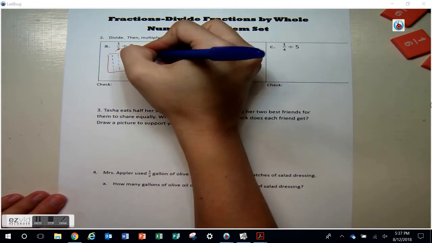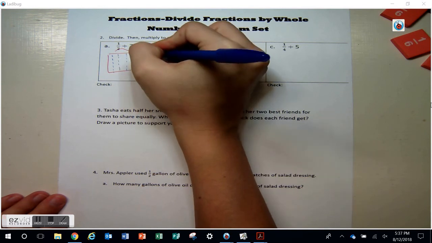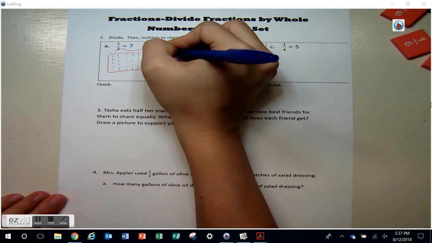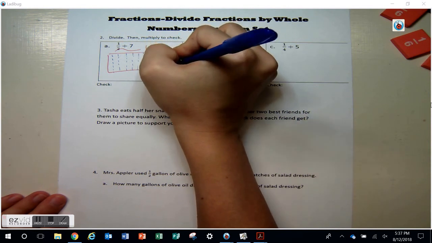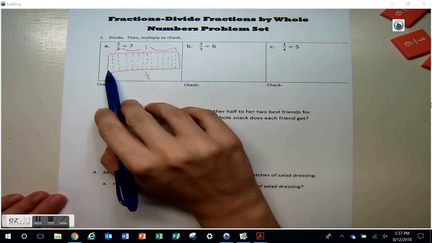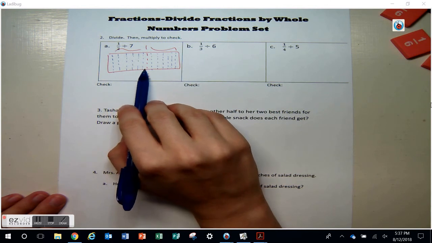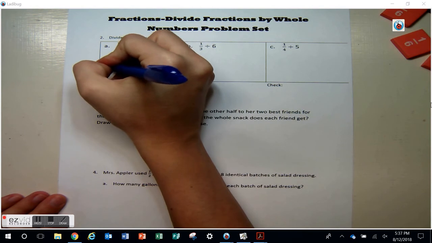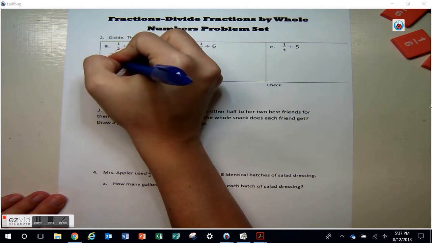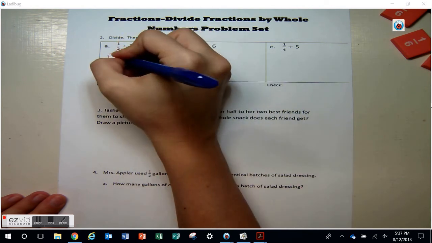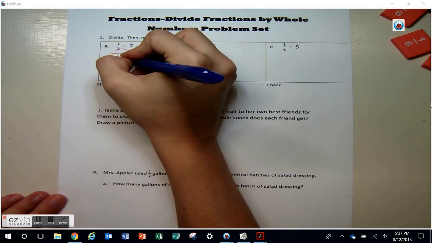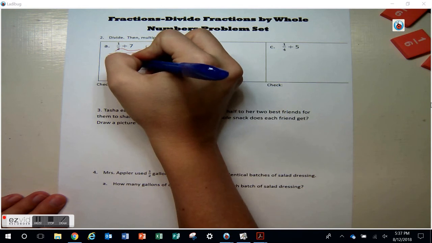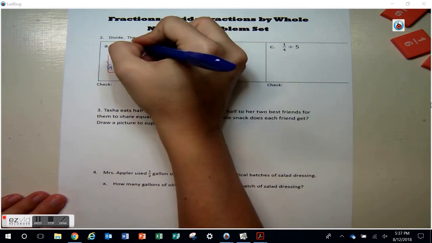Ooh, I don't know the value of that, so I have to break it up. The whole, 1, 2, 3, 4, 5, 6, 7, 8, 9, 10, 11, 12, 13, 14. So each of these is worth 1/14. And that's how much we have in each group.